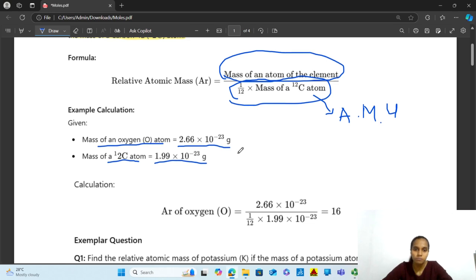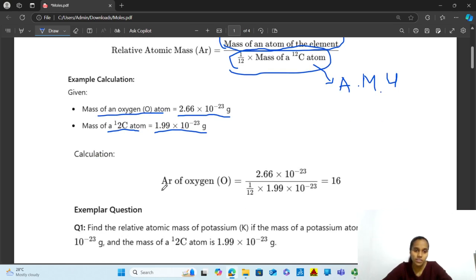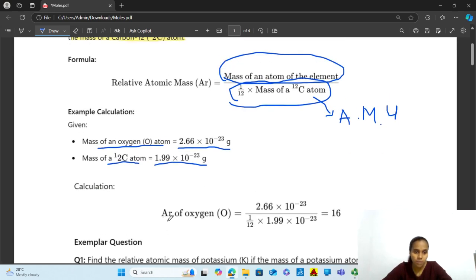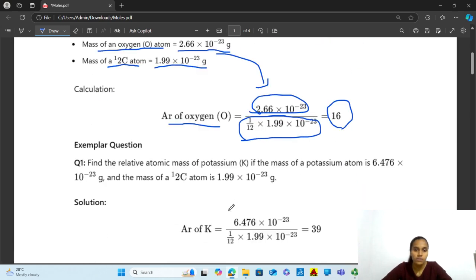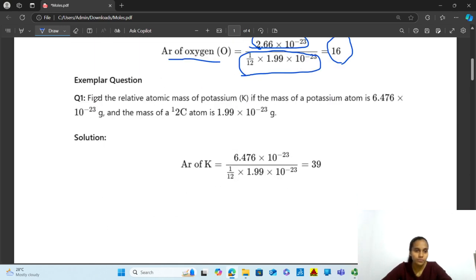So let's write the equation here. The relative atomic mass of oxygen equals the mass of oxygen divided by 1/12 of the mass of the carbon-12 isotope or atom. Here we can substitute the values that are given. Then we can divide those numbers and get the final answer as 16, right? So we'll see another example.